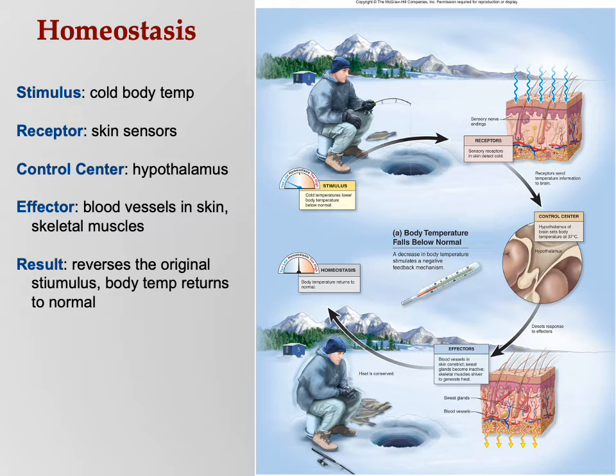But so the stimulus here would be cold body temperature. You have temperature receptors in your skin. They'll send a signal to the hypothalamus. Hypothalamus will say, it's cold out there. And what it will do is cause the blood vessels in your skin to constrict, to pull blood away from the outside of your body into your core. That conserves heat. And then it'll tell your skeletal muscles to start contracting rapidly, shivering we call it.